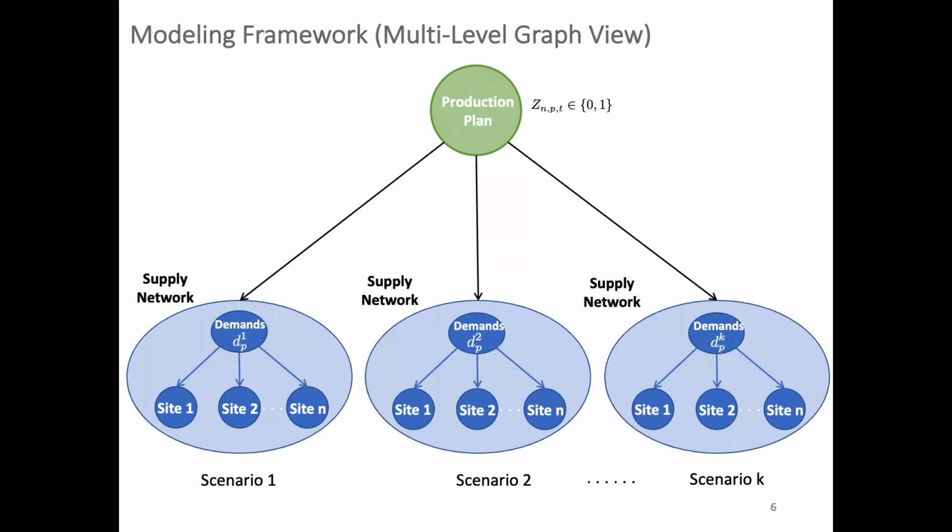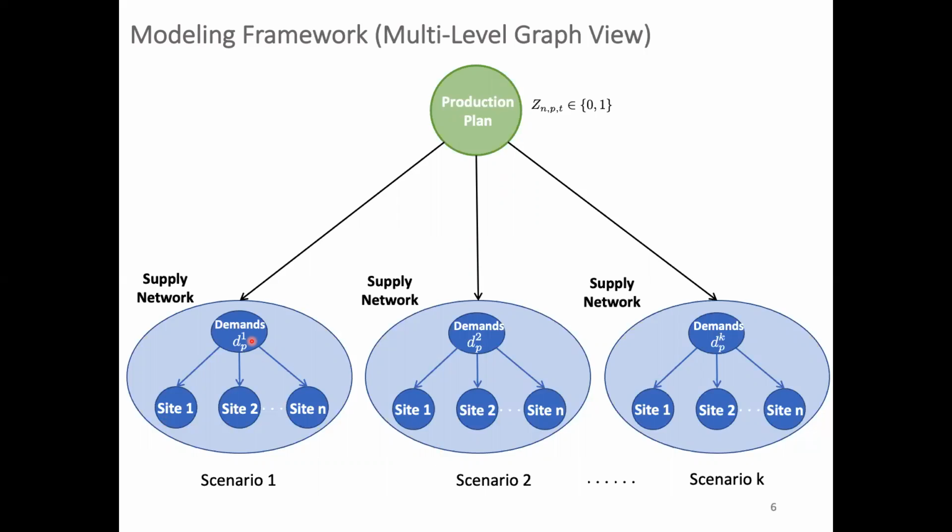This is a multi-level graph view of the modeling framework. The smallest unit in this graph is the manufacturing site, for which we need to determine the production plan. All the sites are linked by the product demand that needs to be met. And this demand brings the synchronization between the sites.